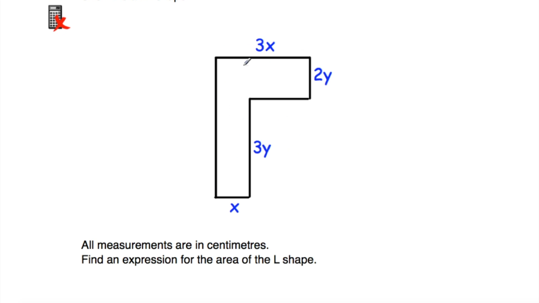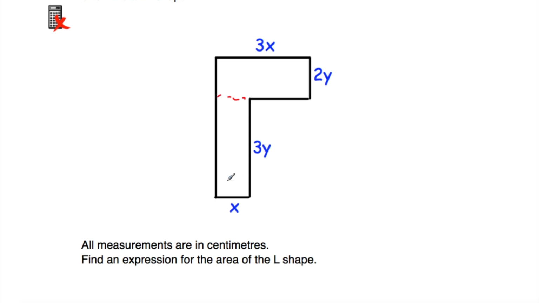So what I'm going to do is I'm going to split it. In terms of splitting this, I'm going to split it horizontally here, because I can do 3x times 2y to be the area of this rectangle, and I can do 3y times x to be the area of that rectangle. Now I could have split it this way and worked out the area of this rectangle and this rectangle, but then I'm going to have to work some stuff out. I'd have to work out the length of this side and so on. But what I'm going to do is I'm just going to split it across this way here.